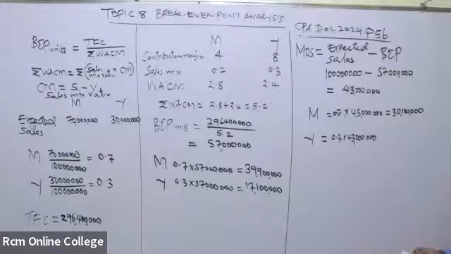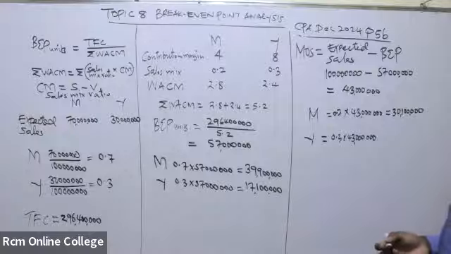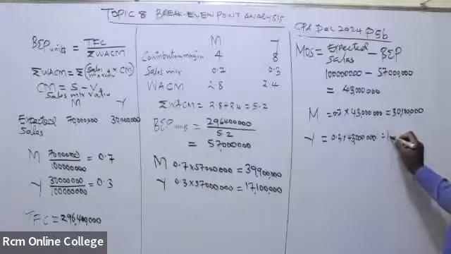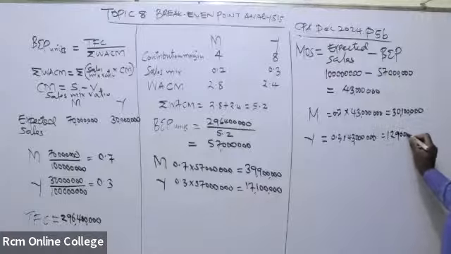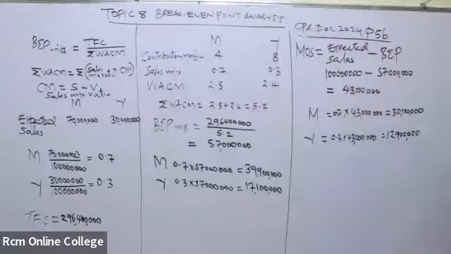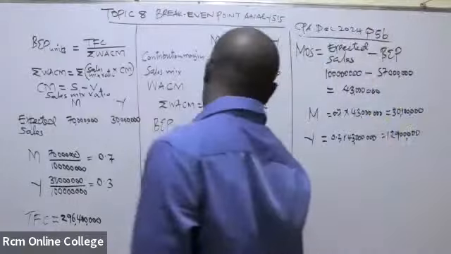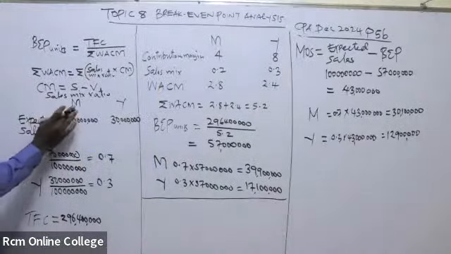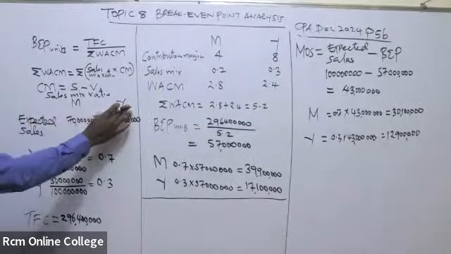How about Y? 30% of 43 million is 12 million, 900,000. Is it true that when we do it directly this way, we already have expected sales for product M and also expected sales for product Y?